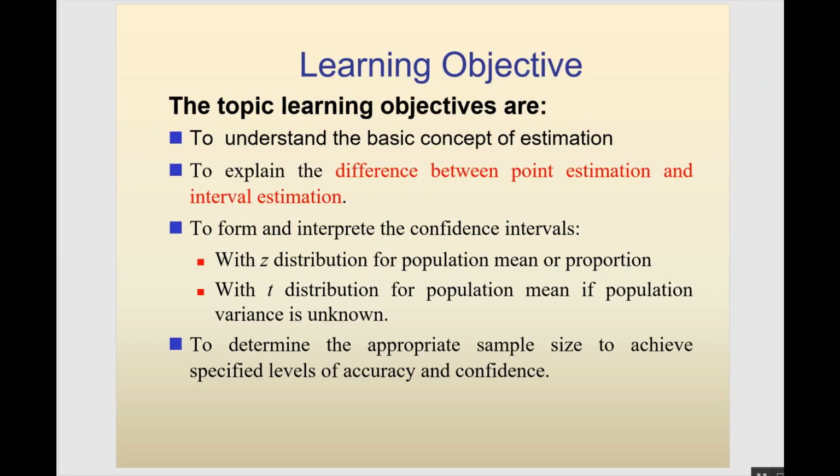Basically, the learning objectives in this topic are as follows. The first is to understand the basic concept of estimation, how you want to estimate. Then the types: the difference between point estimation and interval estimation. Then we want to form and interpret confidence intervals, which involve distributions and the population mean or proportion that we learned in the previous lecture. We have two types: the Z distribution and the T distribution.